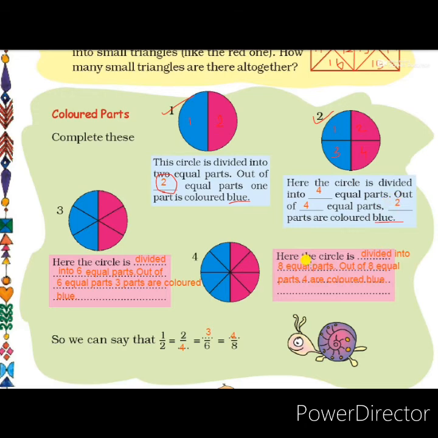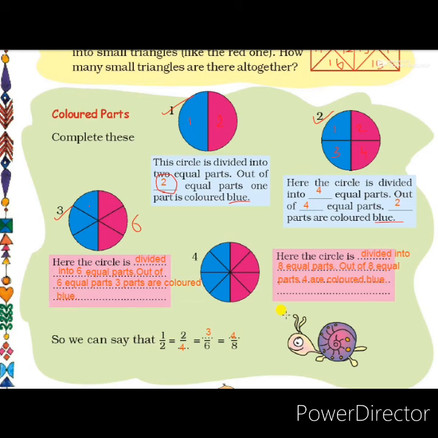Now see third figure. In the third figure, the same circle is divided into 6 equal parts. See together. So 1, 2, 3 blue color and 1, 2, 3 pink color. Total 6 parts, 6 equal parts. Out of that how many parts are blue color? 3 parts. This is also the same, half of that circle is colored in blue. So here we have to complete the sentence. Here the circle is divided into 6 equal parts. Out of 6 equal parts, 3 parts are colored blue.